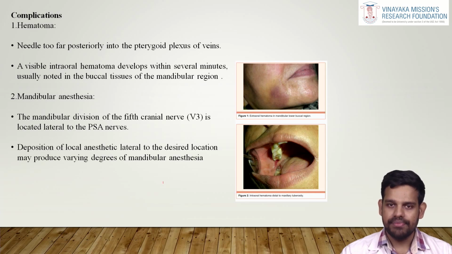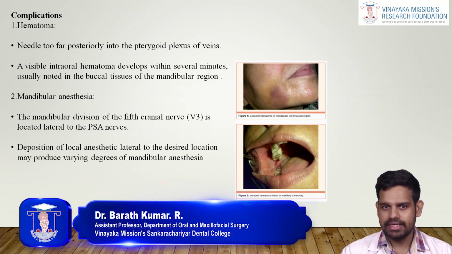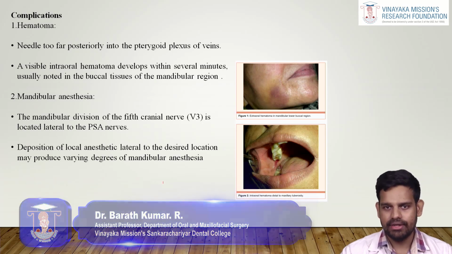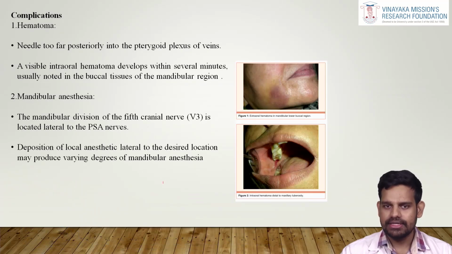Another complication is mandibular anesthesia. Close to the maxillary nerve lies the mandibular nerve, so if you have entered too far posteriorly, it will anesthetize the mandibular nerve as well. The deposition of local anesthetic lateral to the desired location may produce varying degrees of mandibular anesthesia. So we have to be careful. Our target is to anesthetize the posterior superior alveolar nerve, not the mandibular nerve. So we should stick to the correct angulation of 45 degrees, and 16 mm should be inserted into the mucobuccal fold, not more than that. If we go posteriorly, it will lead to hematoma formation or inadvertent anesthetization of the mandibular nerve.